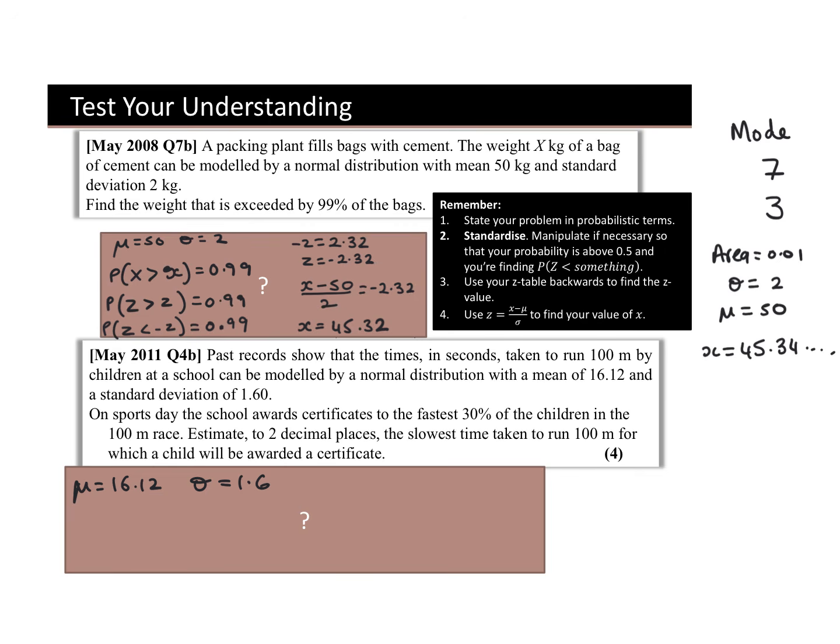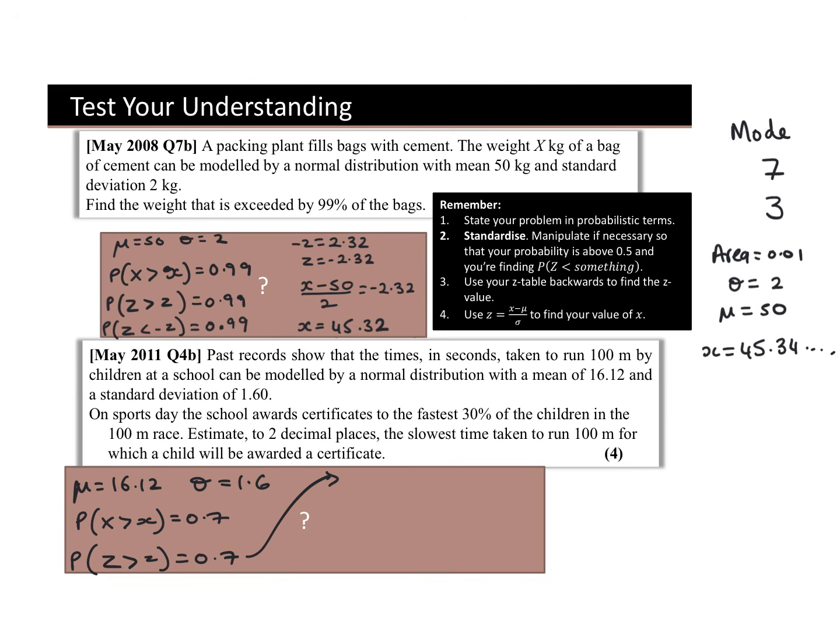That means we want the top 30, yeah? So we want the probability of x being greater than little x of 0.7. Yeah, the top 30%. The fastest 30% of the children are the ones that are going to be at the top 30, aren't they? Okay. So that's the probability of z being greater than z of 0.7.